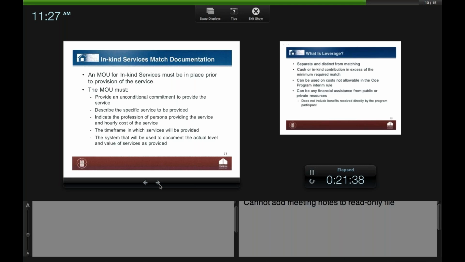The MOUs must identify the time period in which those services will be provided, which, as noted, would be simply the effective period of your individual grant, and the system that will be used to document the actual level and value of services as provided.